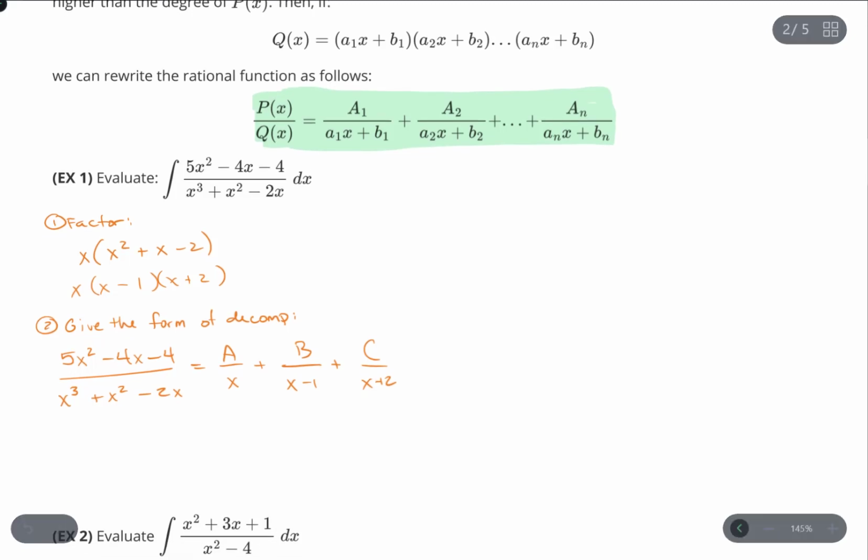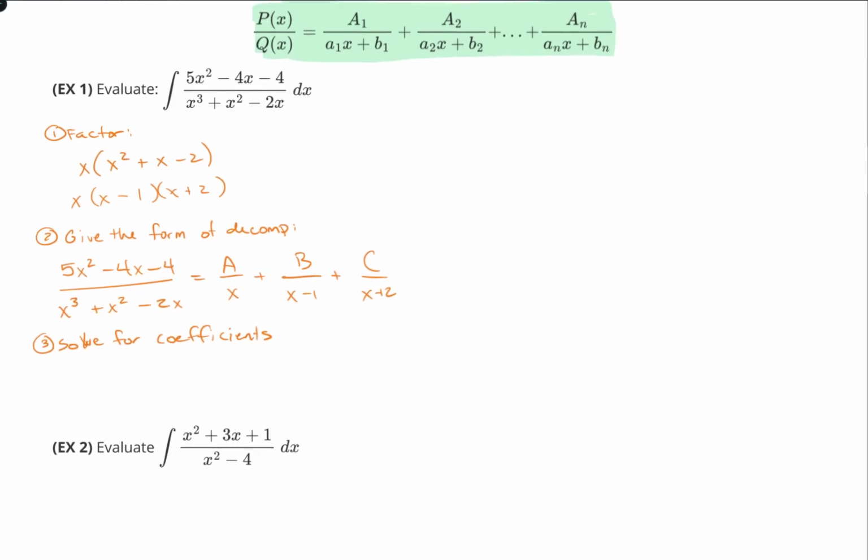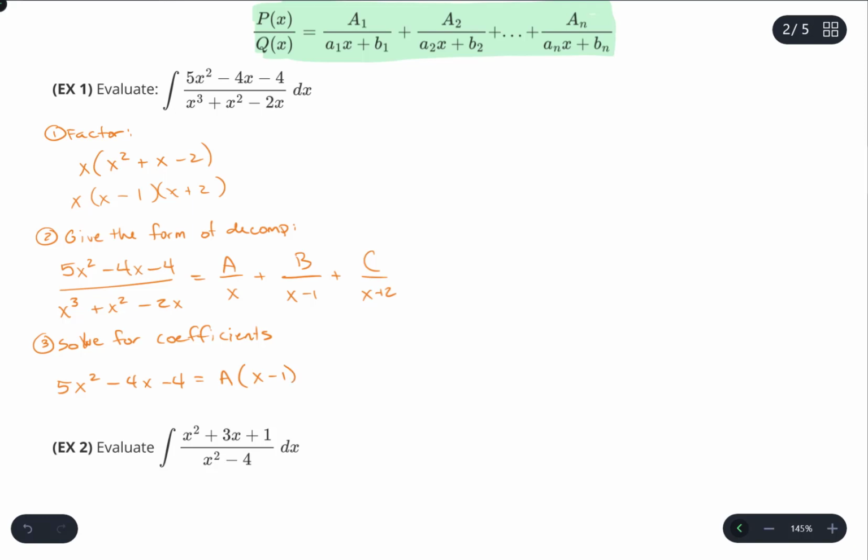All right, then the next thing is to solve for those coefficients. So generally what I would go ahead and do is multiply everything through by these factors. And here's what's going to happen. So these factors are equal to this denominator. So you end up with 5x squared minus 4x minus 4. So just that polynomial in the numerator. For this fraction here, you have a over x. So the x would cancel, so that leaves you a times the remaining factors.